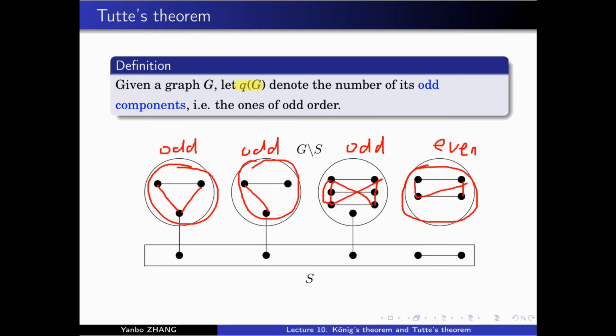An even graph is a graph such that every vertex has even degree. So we have totally 3 odd components. So here we have q(G) equals 3. This component should also be connected.